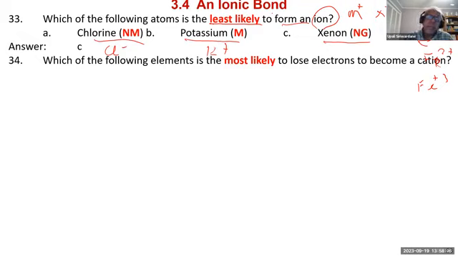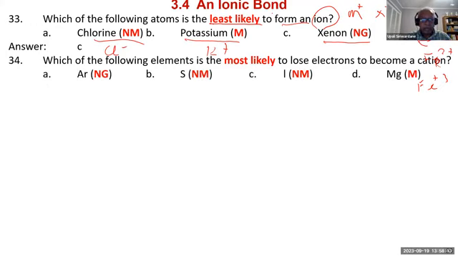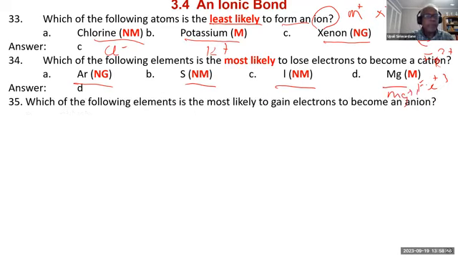Which of the following elements is most likely to lose an electron to become a cation? That should be the metal. Argon is a noble gas; it doesn't do anything. Sulfur is a non-metal. Iodine is a non-metal. Therefore, the answer is magnesium.